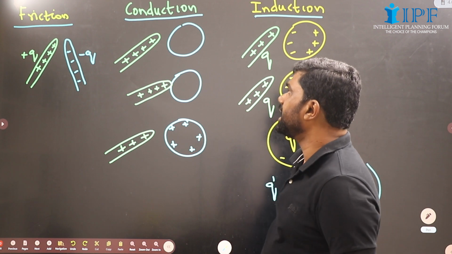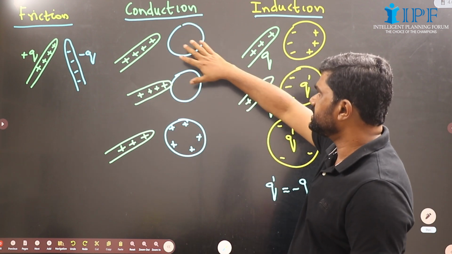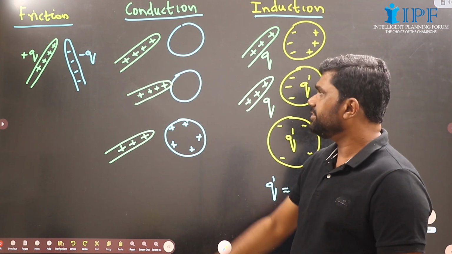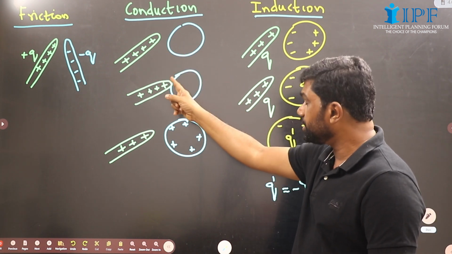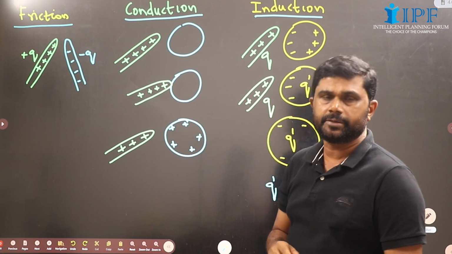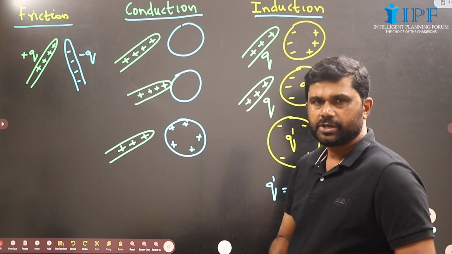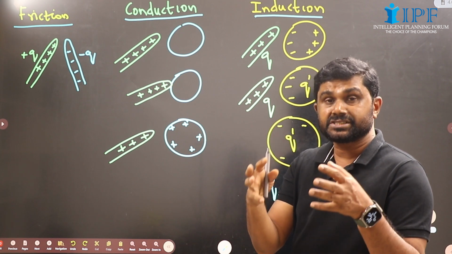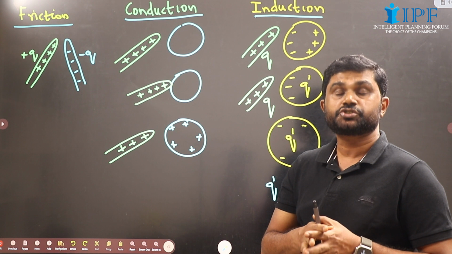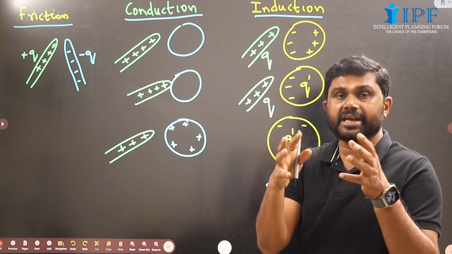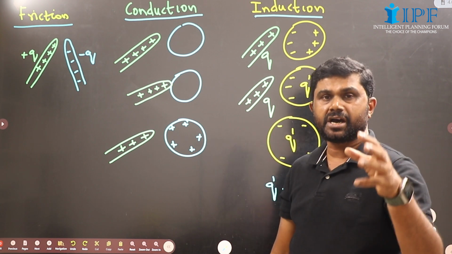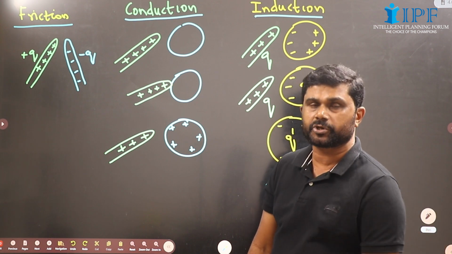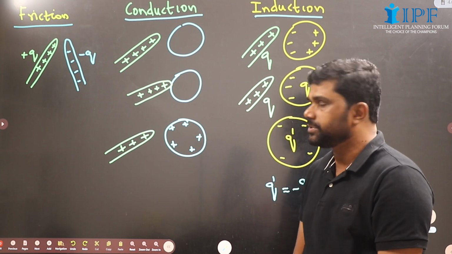The next method is conduction. This is an uncharged body. This body carries some charge, say positive. When this body is put in contact with an uncharged body, it need not always be uncharged. When two bodies are put in contact, charge transfer will take place so as to make their potentials equal, or positive charge will move from the body at higher potential to the body at lower potential until their potentials become equal.